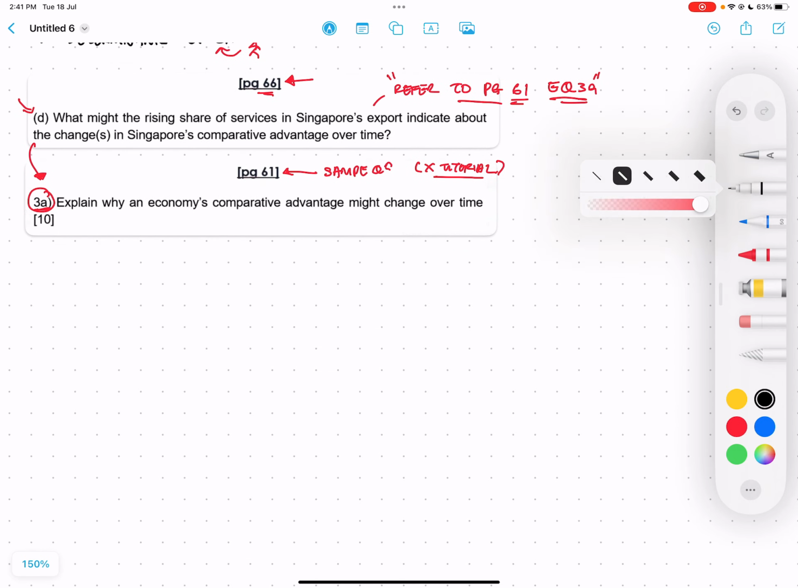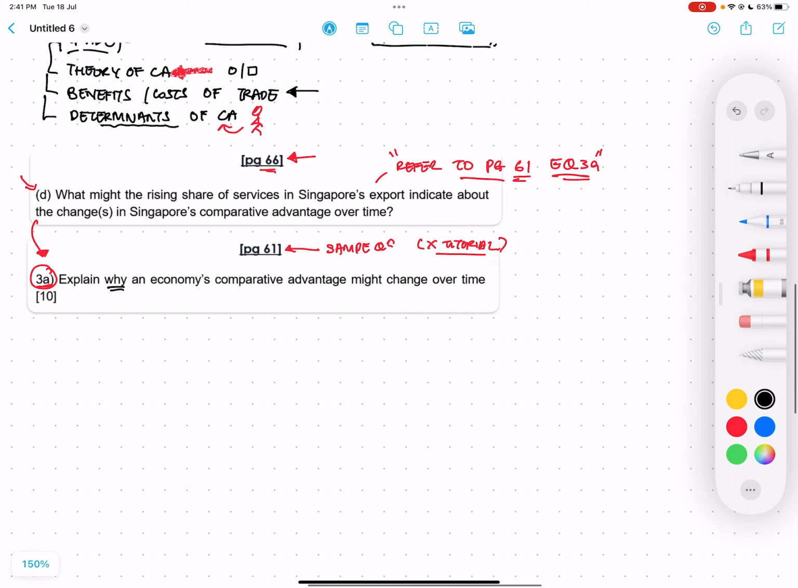So page 61 says they ask you to explain why an economy's comparative advantage might change over time. So again, this is determinants of CA. Okay, why an economy's comparative advantage will change over time is because there are things that determine CA. Okay, so this is a 10 mark question, so nothing new here. 10 is 10 plus 0, so there are two requirements.